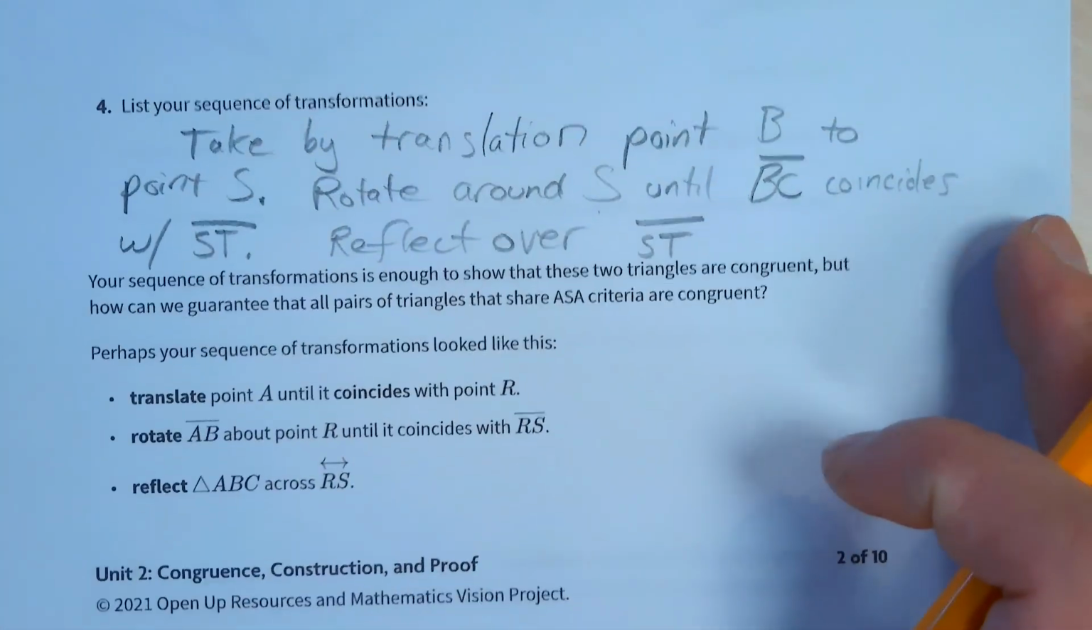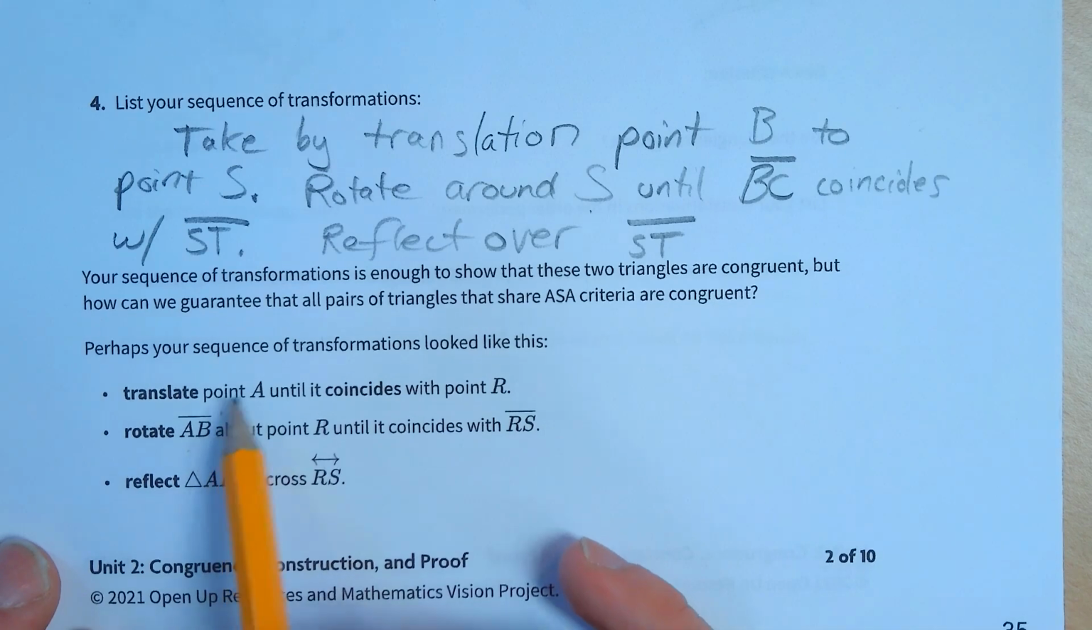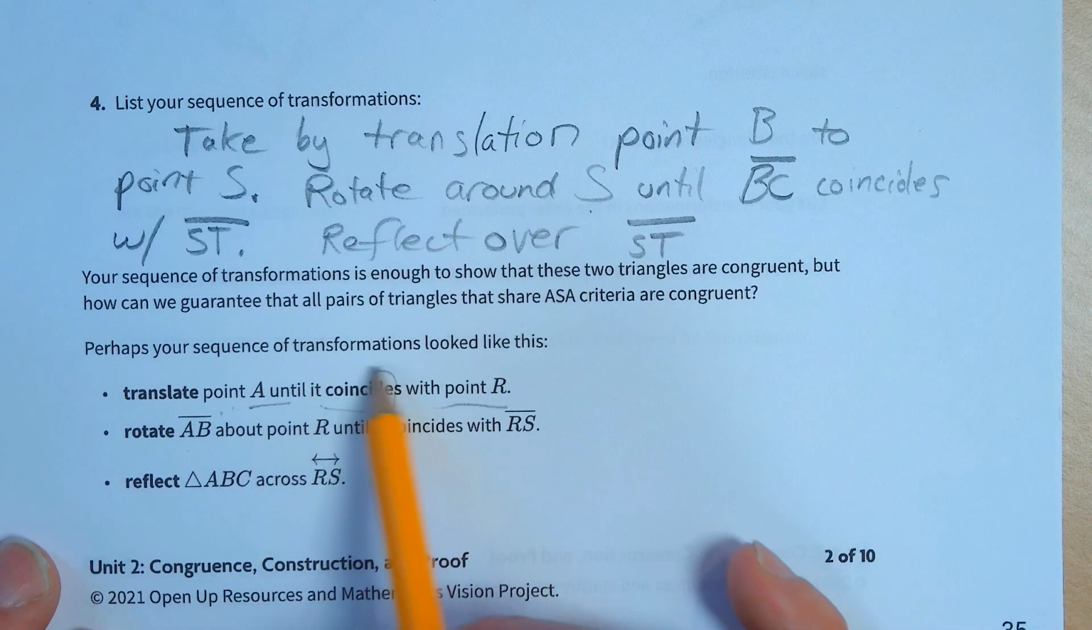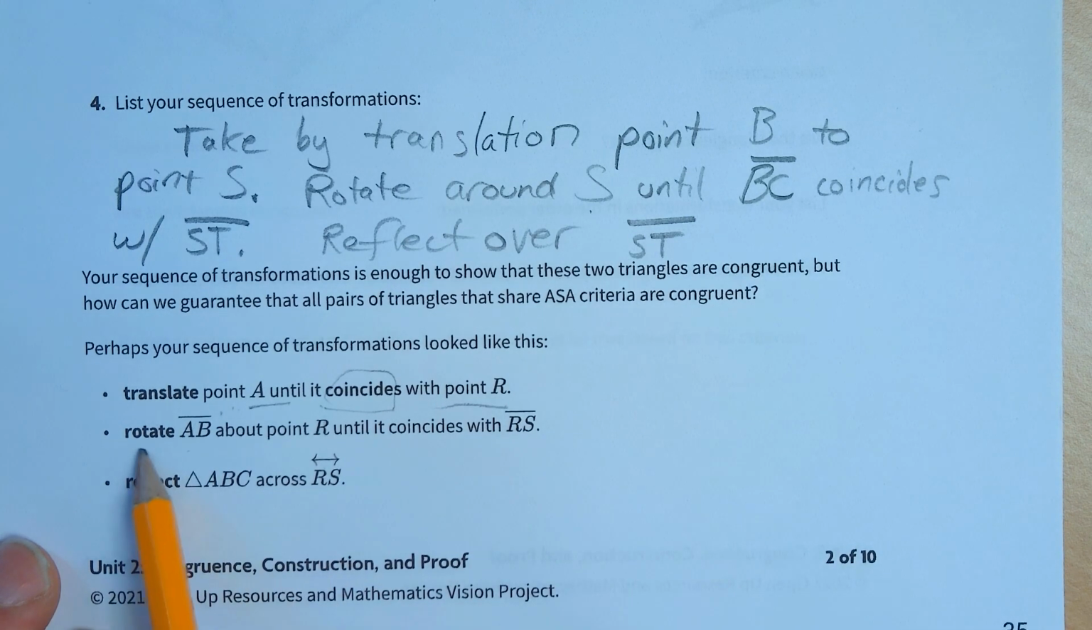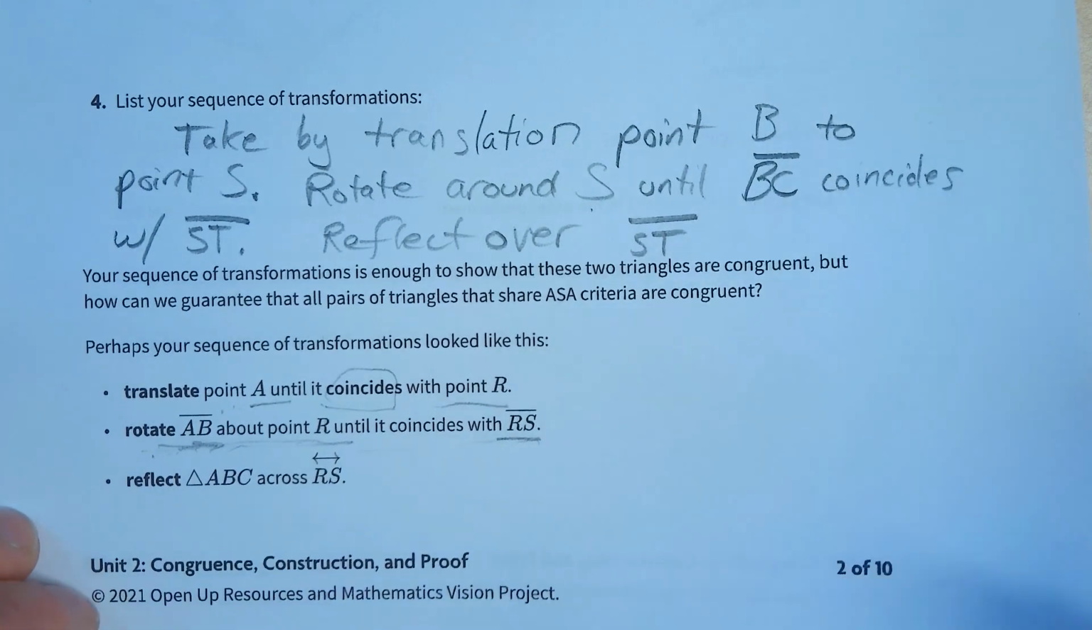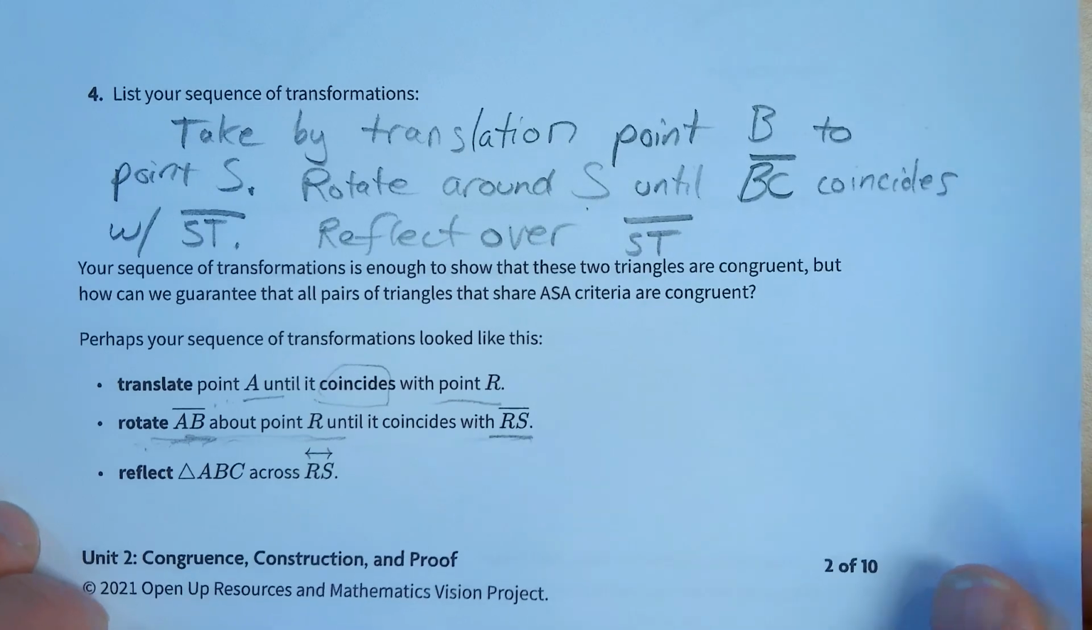Hey, they did something different. They translated until A was with R. There's that word coincides. Rotate. Oh, they say rotate the segment, but I see it as rotating the whole triangle until these two lines coincide. So they picked a different point. Then they reflected the triangle. Great.